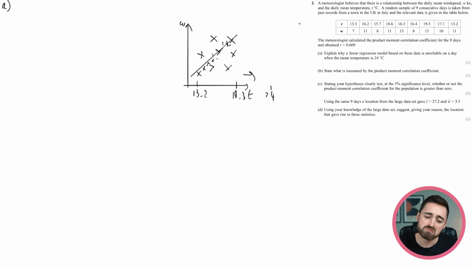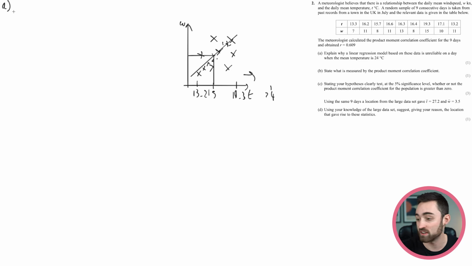If, however, it said, estimate what the wind speed is going to be when the temperature is 15, that kind of works, because 15 is nicely in your data. You would go, okay, 15, make a line here. Pretty sweet. That's called interpolation. You're inside the data that you have, and that's generally acceptable.